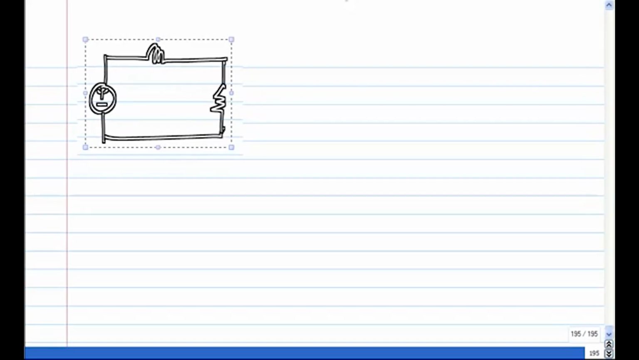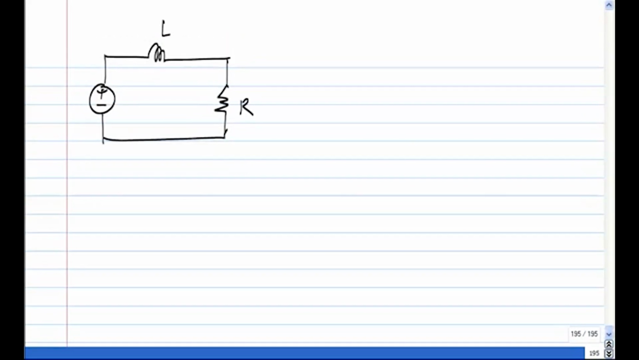Inductors, they work in exactly the same way, so I won't spend a lot of time on this. Okay, then let me take the familiar one also.